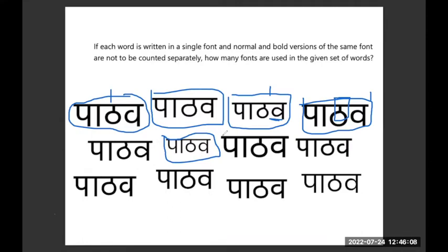Okay, next one. The third letter. Is it same or is it different? Look at the last letter. The last letter, look at it. Do you find anything similar to what we have seen earlier or not? No, ma'am, it's different. It's different.